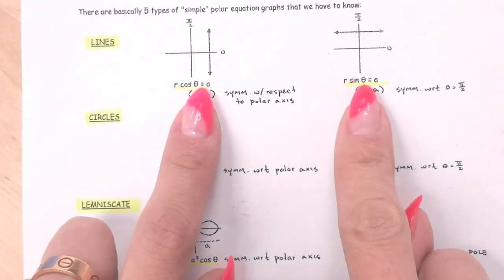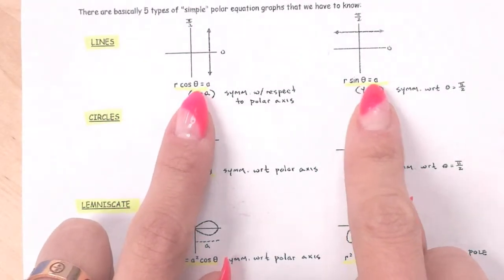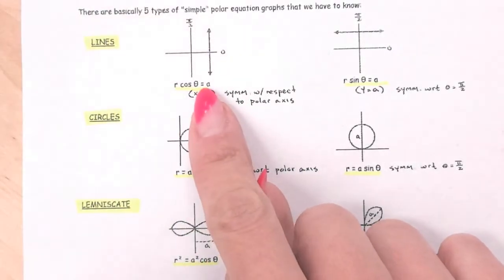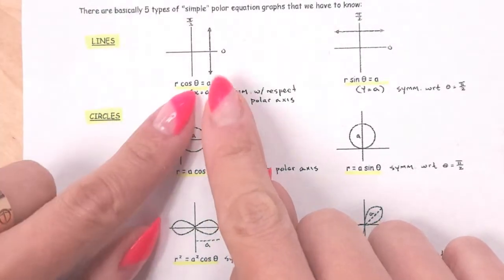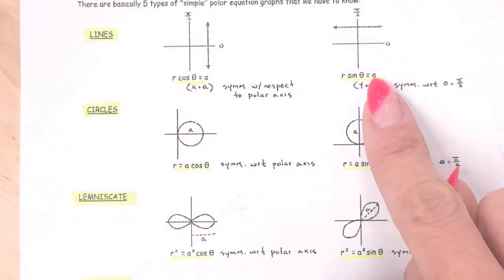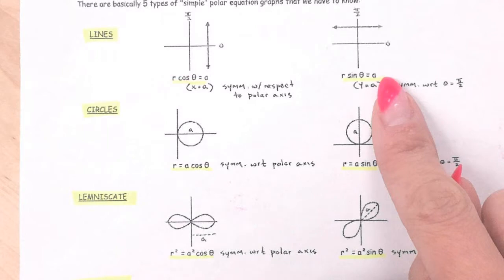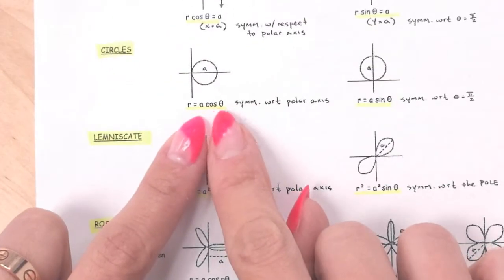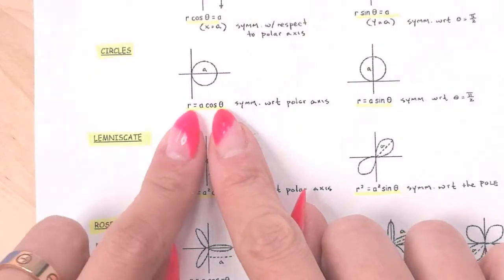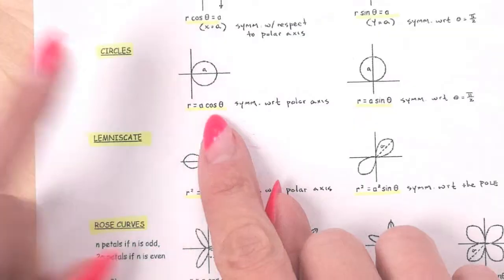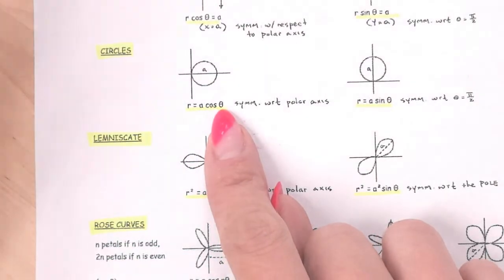Then you're going to underline. A line starts out like this: r equals secant theta, and then r equals something times cosecant theta. So that's lines. A circle is what we just did, the first thing. So it's r equals some number times cosine of theta. There's no number in front of the theta.